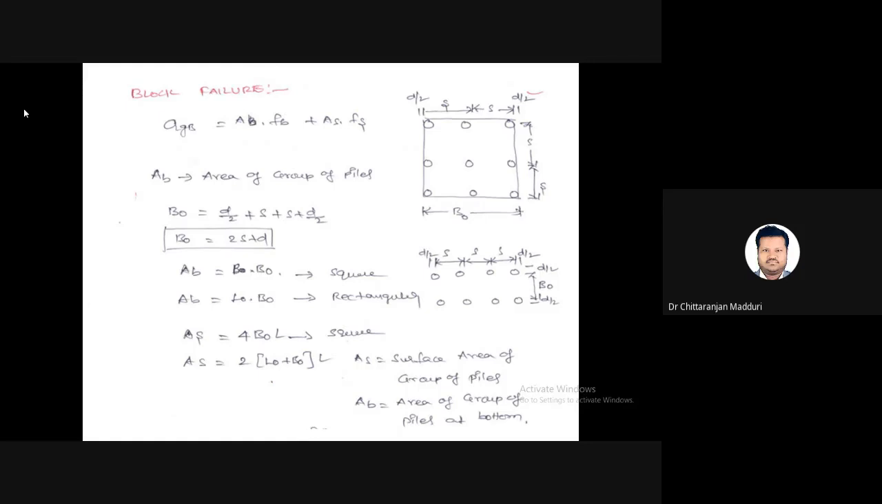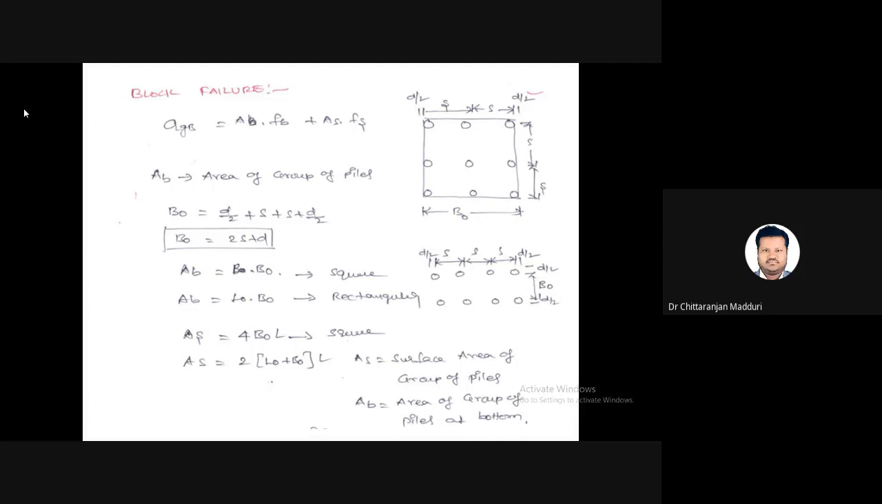Here the width B naught is the center to center distance of the outer piles, plus D by 2 on one side and D by 2 on the other side: half of the diameter of the pile, plus spacing plus spacing. So D by 2 plus spacing plus spacing plus D by 2. So B naught is equal to 2S plus D, where S is the spacing between the piles and D is the diameter of the pile.